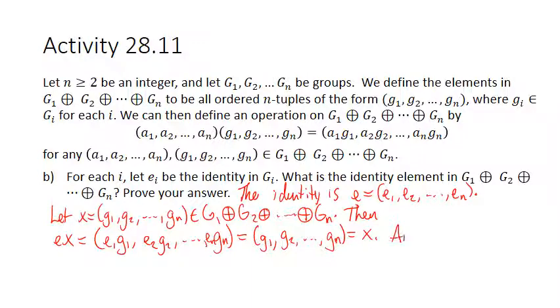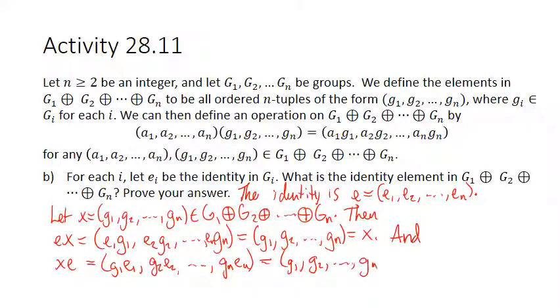And then if we do it the other way around, X times e, it's just going to go the same way, except in the other order. So the e1s will be at the end, and then g2e2, up through gnen, and that's also just equal to g1, g2, up through gn, which is also just X. Okay, so that is indeed the identity.